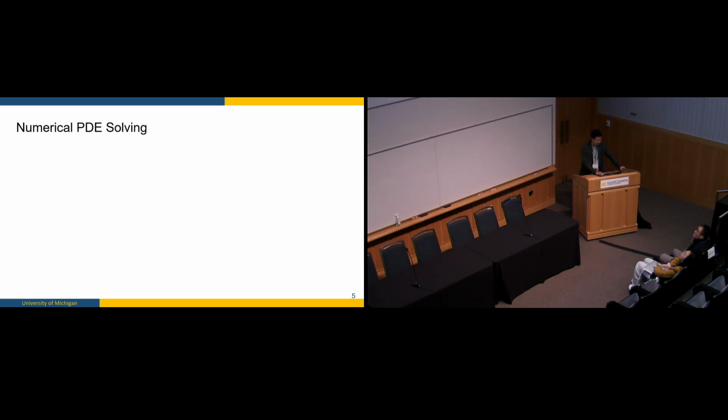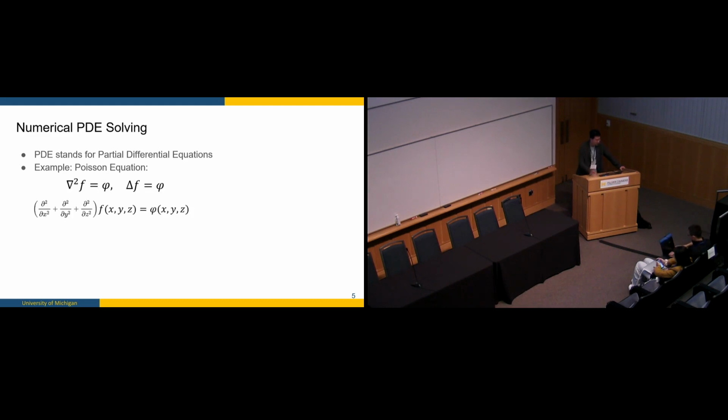Okay, so today let's talk specifically about PDEs, which stands for partial differential equations, and let's talk about how to solve them numerically. I'm going to give an example of a partial differential equation, which is the Poisson equation, which looks like this. So it's not very scary.